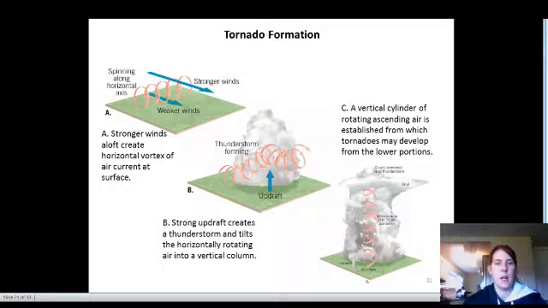Once this wind pattern hits an updraft, this updraft actually tilts it and rotates it into a vertical column. And this vertical cylinder is where tornadoes are established from. The tornadoes actually develop at the very base or the very bottom of this vertical cylinder of air. So when we're seeing a tornado, it's actually right down here. This air column, or this airflow that we're talking about, actually extends a couple kilometers in the air up through the atmosphere.